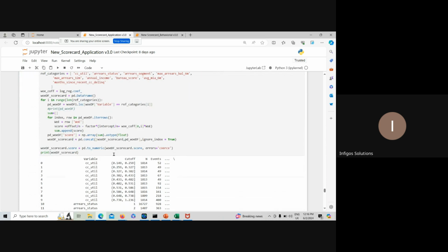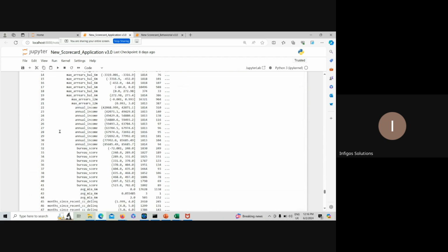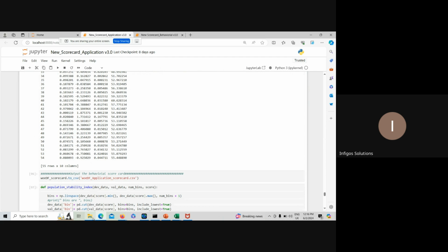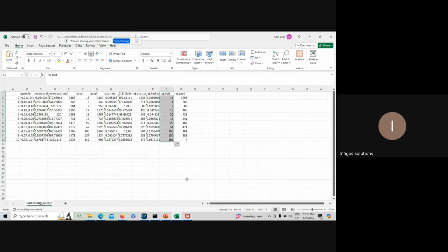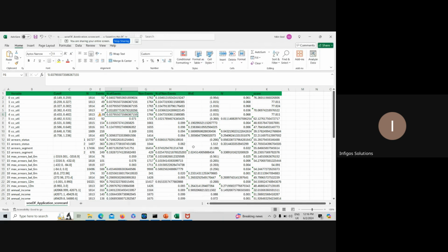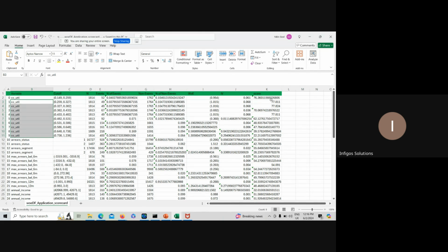So we have the behavior scorecard and the application one. This is the application scorecard. Look here. The application scorecard is this one. This is the util error status. This is the scores.